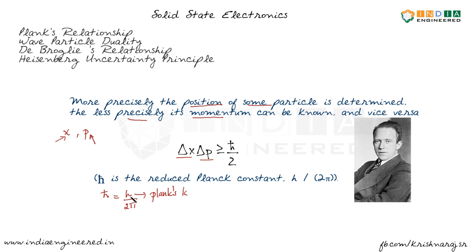Sometime back we learned that the value of h is really small, that is 6.62 into 10 power minus 34 joule seconds. So this is a really small number. This uncertainty may not be visible when we are dealing with large objects, but at the electronic level, this effect gets more visible.